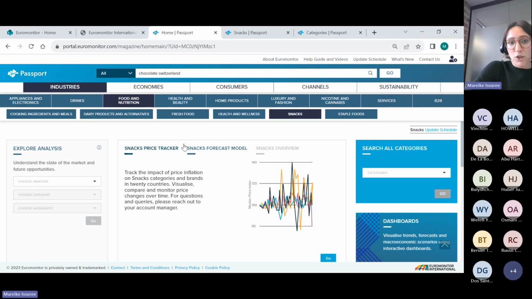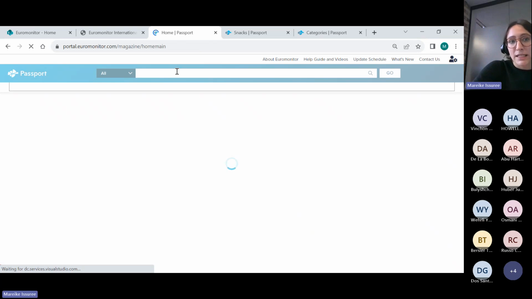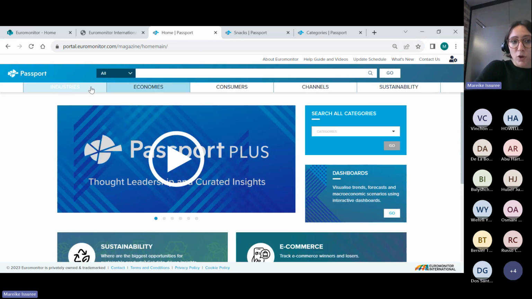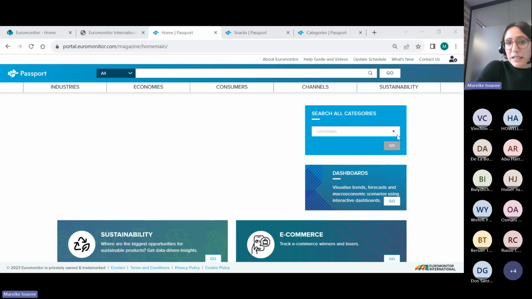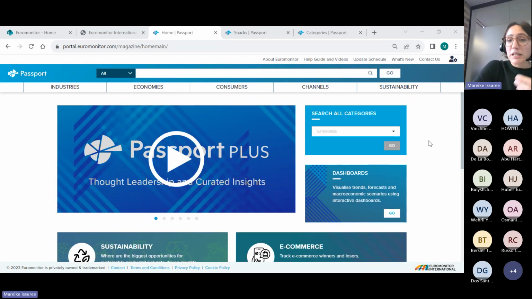So a third way of searching, now that we've looked at the keyword search at the top, which gives you a very quick way of accessing data, we do also have the homepage where you can dive into just a specific topic, whether that's an industry topic or a consumer section. But then a very systematic way of searching, if you want to combine indicators and if you want to compare countries, the best way of searching is by going back to the main landing page in Passport and accessing our Search All Categories tab.